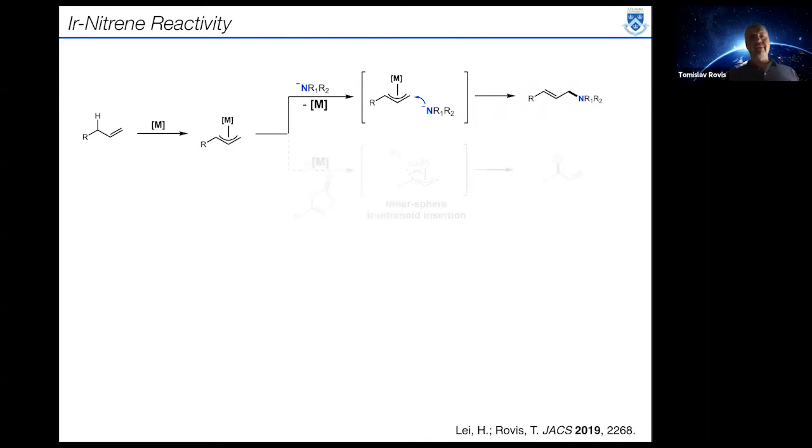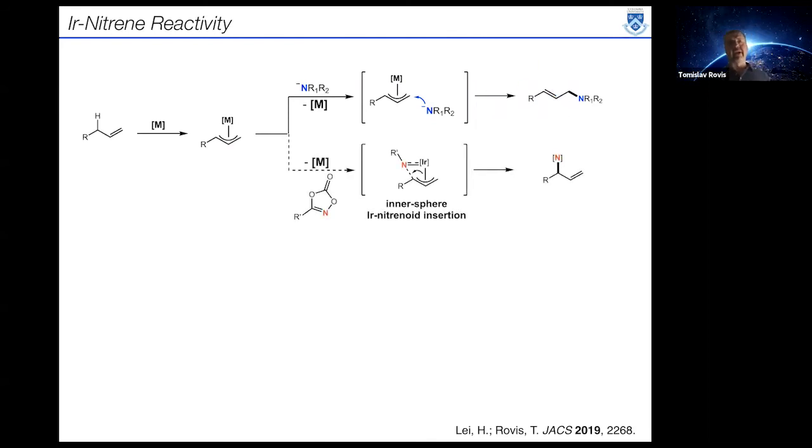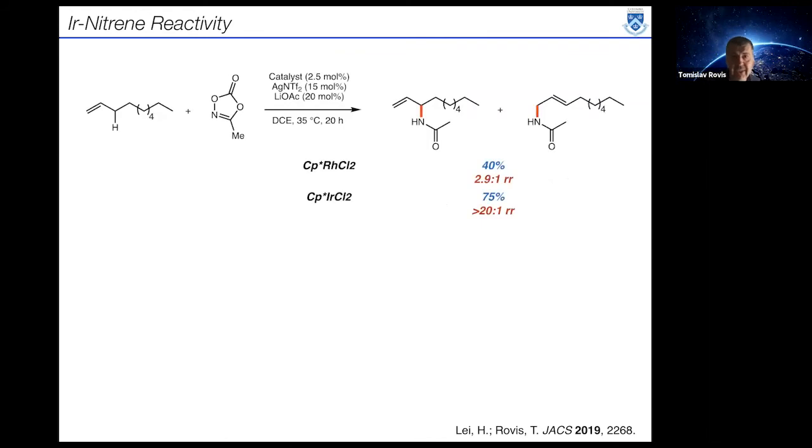We felt that if this was an inner sphere nitrene delivery, and because of the oxidation of these dioxazolones it ends up on iridium, we hoped that it would end up at the internal position rather than the terminal position and give a complementary product from terminal alkenes. Long story short, it did.